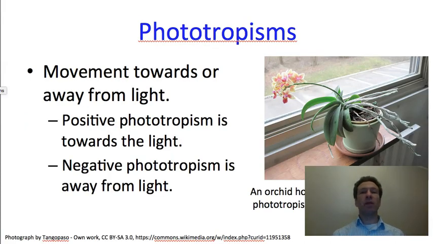Let's start by talking about phototropisms. And what we see here is an orchid. And you can see the orchid is not growing straight up. Instead, it is growing heavily angled towards the window. Of course, the window is its source of sunlight. And so this is an adaptation to help it acquire more light.